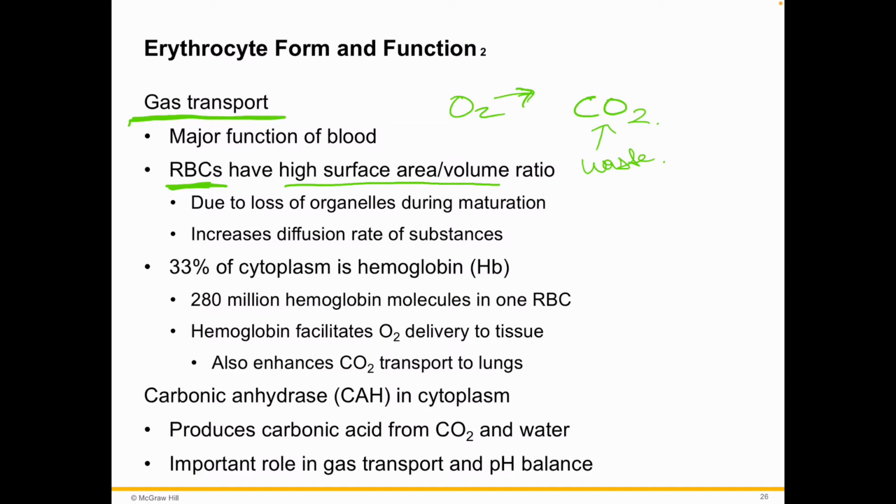Due to the loss of the organelles as they mature, because remember they eject the nucleus and a few other elements, we have increased diffusion rates of certain substances. Other things are that the cytoplasm is going to be packed with different stuff than other cells because they're really just about moving oxygen and carbon dioxide. So they have a really high percentage of this really cool molecule, which we'll look at, called hemoglobin.